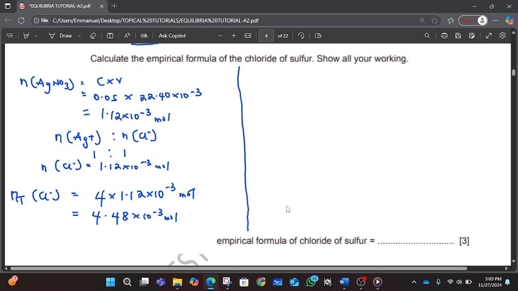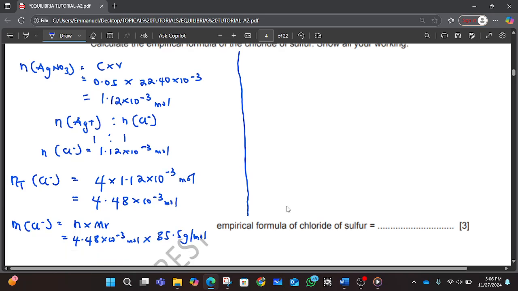Now we want to find the total mass of chloride in solution. The mass of chloride is equal to amount times the molar mass. That is equal to the 4.48 times 10 power minus 3 mole times the molar mass of chlorine in this case, which is 35.5 grams per mole. And that gives us 0.159 grams.